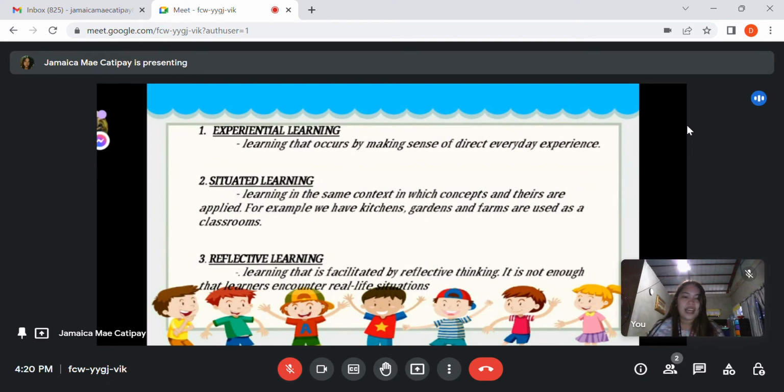Next, we have reflective learning. It is learning that is facilitated by reflective thinking. It is not enough that learners encounter real-life situations. From the word reflective, it typically involves looking back at a past experience or idea and critically analyzing the event by looking at the successful and unsuccessful aspects of an experience. Reflection will help students learn from their past experience and turn surface learning into deep learning. So you can learn something new by looking back at your past.